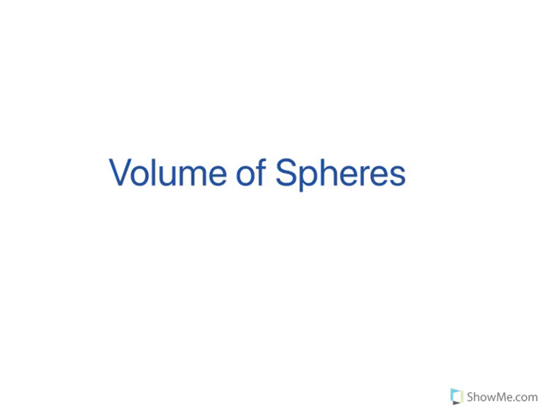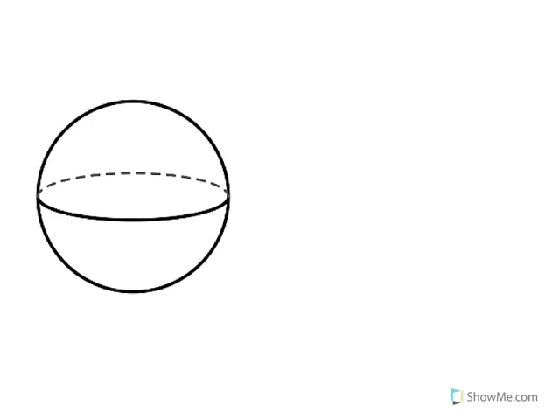Let's find the volume of spheres. So remember that a sphere is a 3D circular shape. We're going to have a great circle, so that's the circumference of the middle of the sphere. We are still going to have the radius, and the whole thing is the diameter.